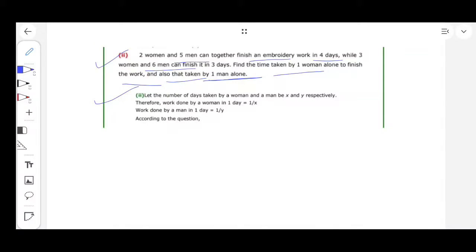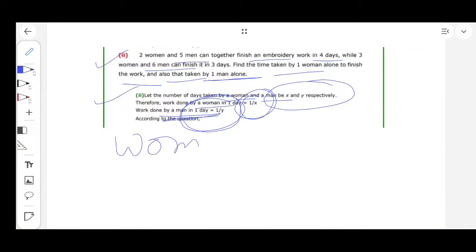Let the number of days taken by a woman and a man be x and y respectively. So work done by a woman in 1 day would be 1 upon x, and work done by a man would be 1 upon y. Okay, so work done by a woman in 1 day would be 1 upon x, and by a man that would be 1 upon y.